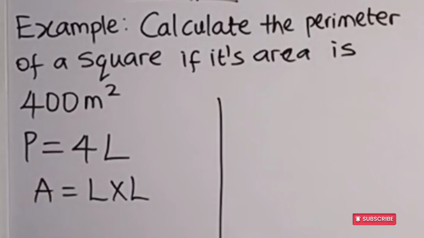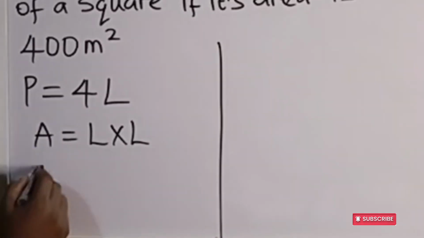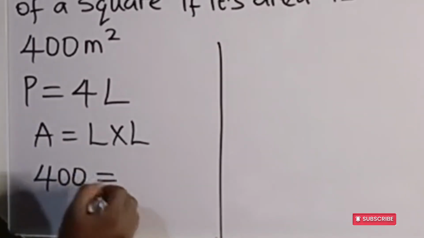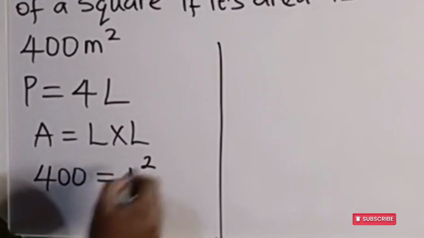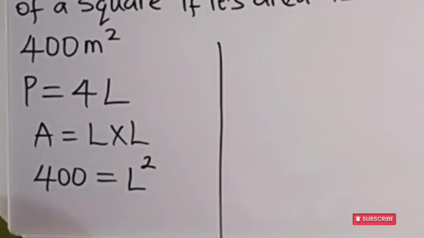So we know the area to be 400. Length times length is the same thing as length square. So here we know that length square is equal to 400. So for us to find the length, we need to introduce the opposite of square. The opposite of square is square root.